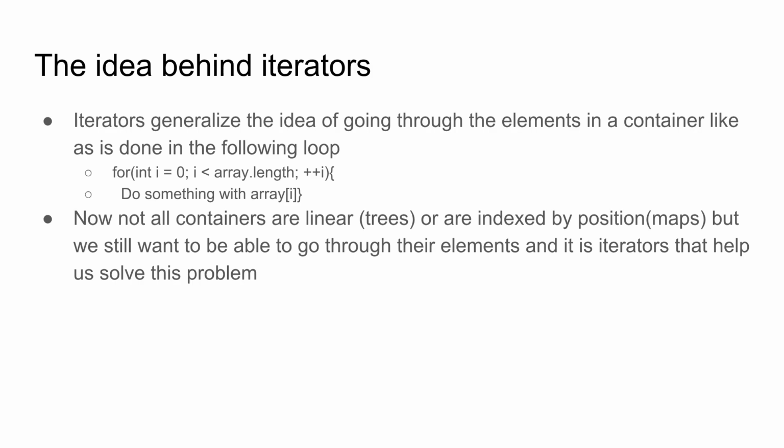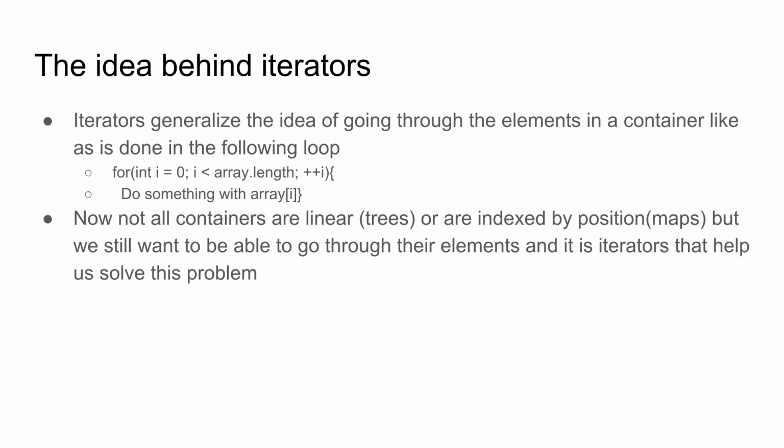We might have our maps which are indexed by their key. We might not know ahead of time what those keys are going to be, but we still need to go through the elements. Or we might have a tree which branches and we need to still go through all the elements in some order, right? But we also don't know how to index an individual one by its position.